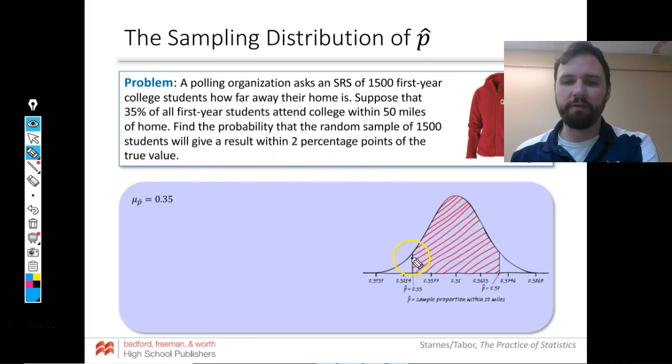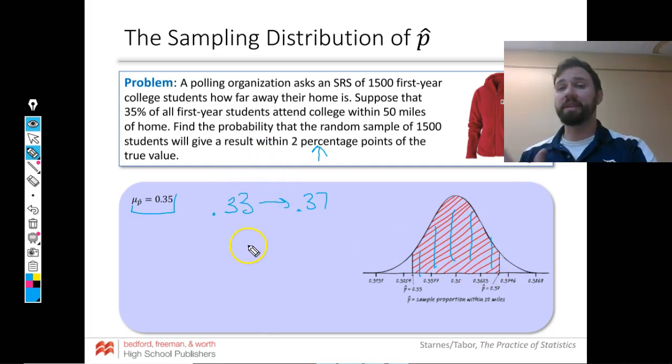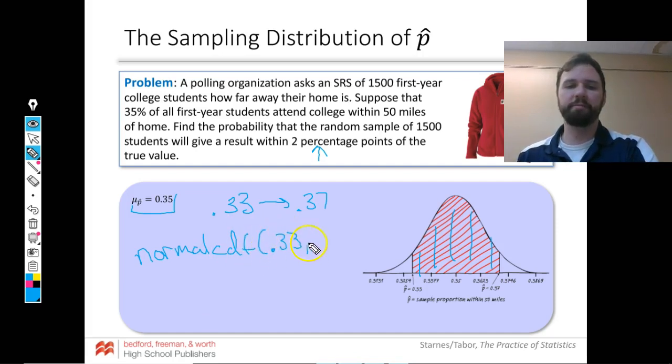So now, my mean's 0.35, right? What's 2 percentage points away from the true value? That means I'm looking for from 0.33 to 0.37, right? Because I know that's normal, I can use normal CDF to find that. My lower bound's 0.33, upper bound's 0.37. My mean is 0.35. I don't have a standard deviation though, right?